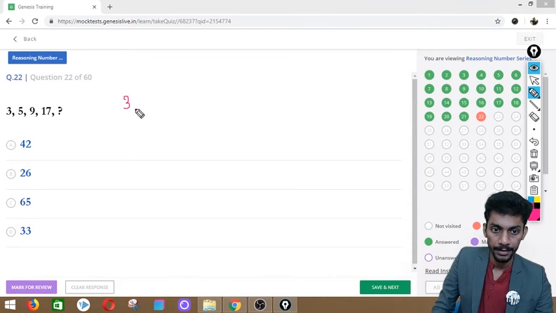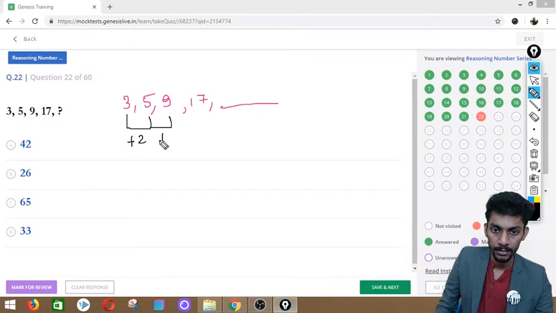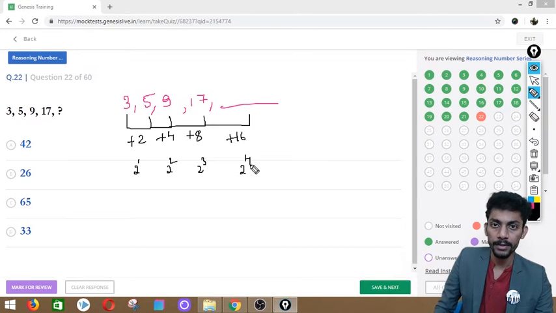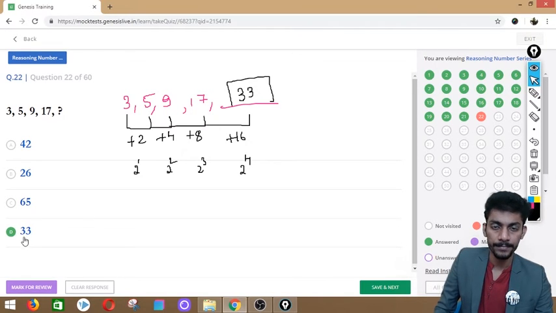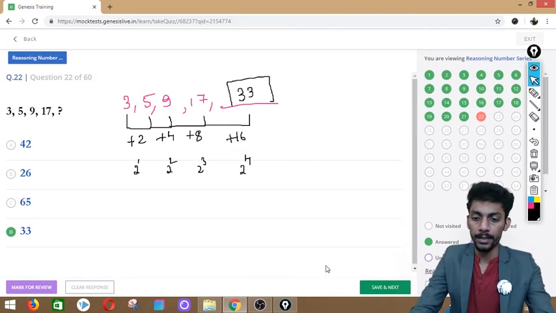It says 3, 5, 9, 17, question mark. Let's check what is the difference between them. The difference is plus 2, plus 4, plus 8. Okay. Next should be plus 16. Why am I saying it is plus 16? Because this is a 2 power 1, 2 square, 2 cube, 2 power 4 kind of series. So what is 17 plus 16? It is nothing but 33. That is option D. Option D. Clear? Next one.